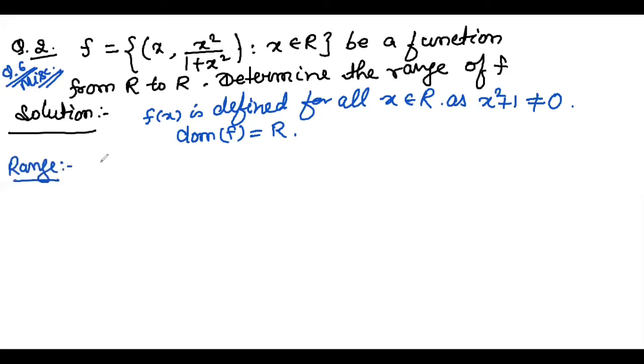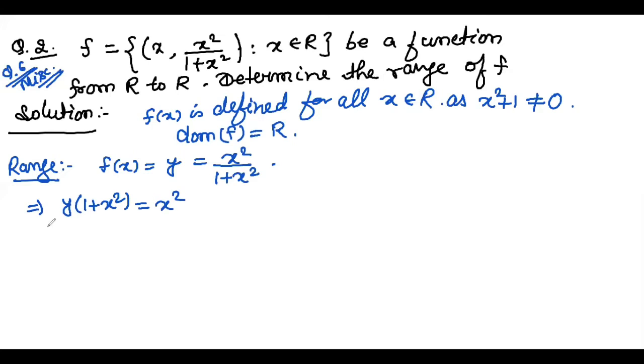So range means y value, f(x) value. Here f(x) equals y, and this is x square by 1 plus x square. Now we will convert x in terms of y. So here y into 1 plus x square equals x square. Now y plus y x square equals x square.